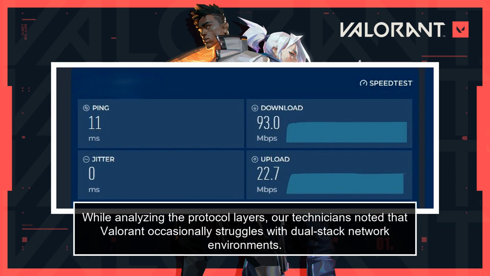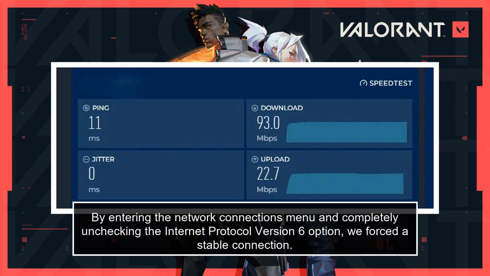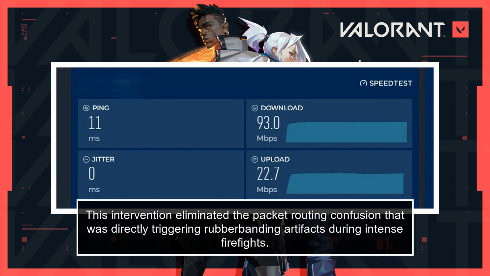While analyzing the protocol layers, our technicians noted that Valorant occasionally struggles with dual-stack network environments. By entering the Network Connections menu and completely unchecking the Internet Protocol version 6 option, we forced a stable connection. This intervention eliminated the packet routing confusion that was directly triggering rubber banding artifacts during intense firefights.